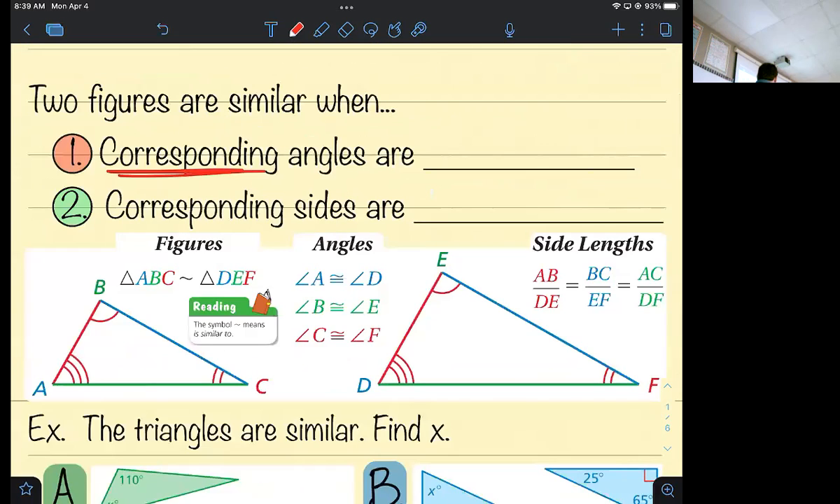Can you tell me which angle on the triangle on the right side matches with angle B? E. Okay, so you guys know what corresponding means then. Which angle matches with angle C? F. Okay, so that's what corresponds. So the corresponding angles, if they're similar, are going to be congruent.